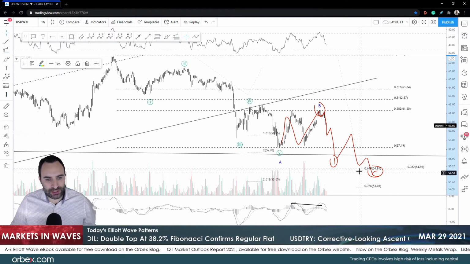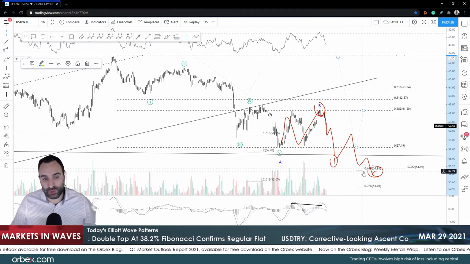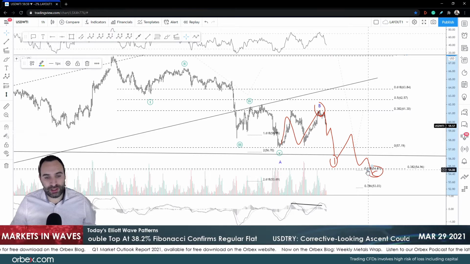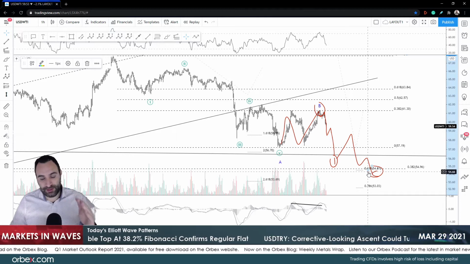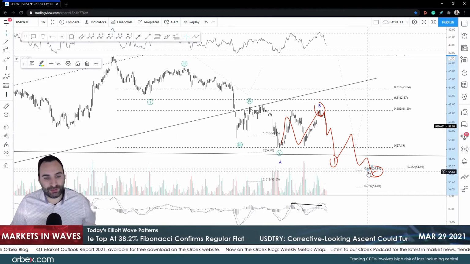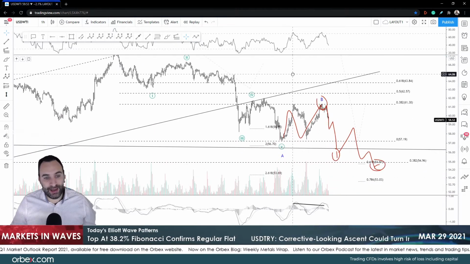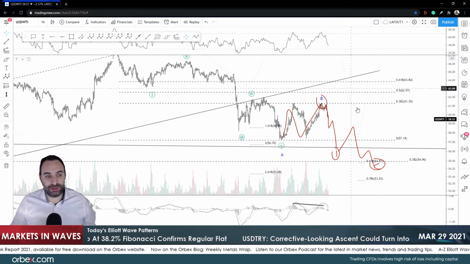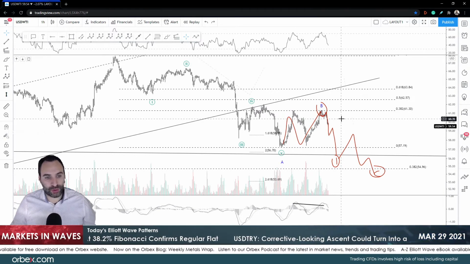So as you can see, the 54.81, well, 55 let's just call it, is definitely one level that is of interest because it's also a cluster between the 38.2 Fibonacci extension of the upside leg, which is wave A, and the 61.8 Fibonacci extension of waves A and B. So an interesting one to watch for sure.